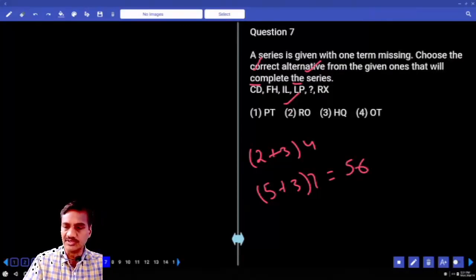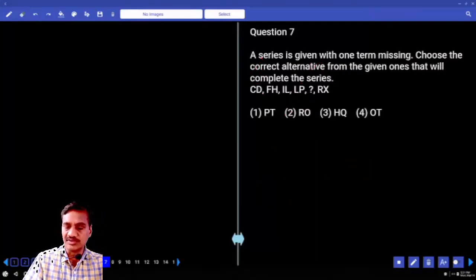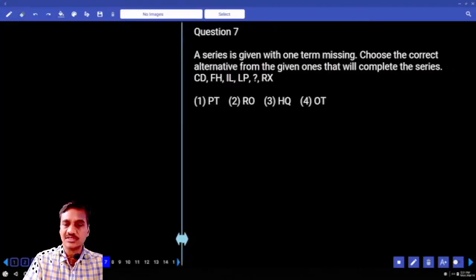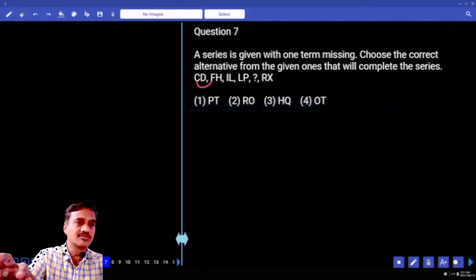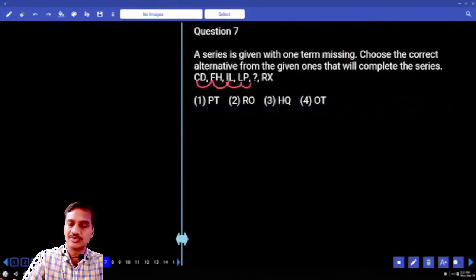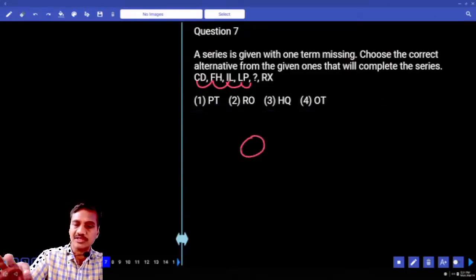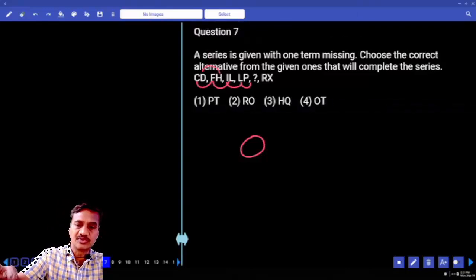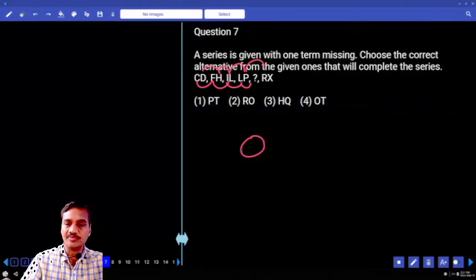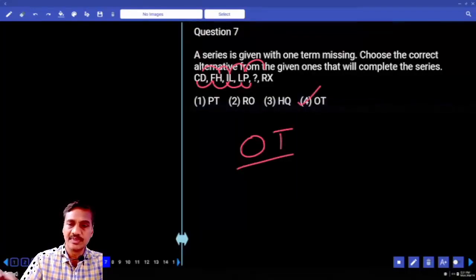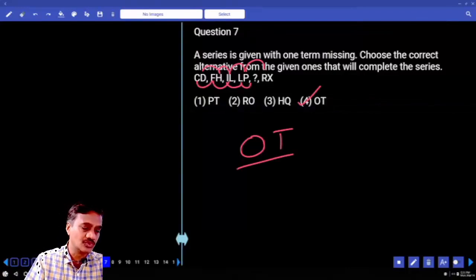The next one, seventh one. Now this seventh is based on letter series, C and F. What is the first letter here? Plus 3. F and I, plus 3. I plus 3 is L. L plus 3 is what? O. The first letters differ by plus 3. D and H, plus 4. H and L, plus 4. L plus 4 is P. Now P plus 4. Now 16 plus 4 is 20. The 20th letter is T. And seventh one, choice 4, OT.